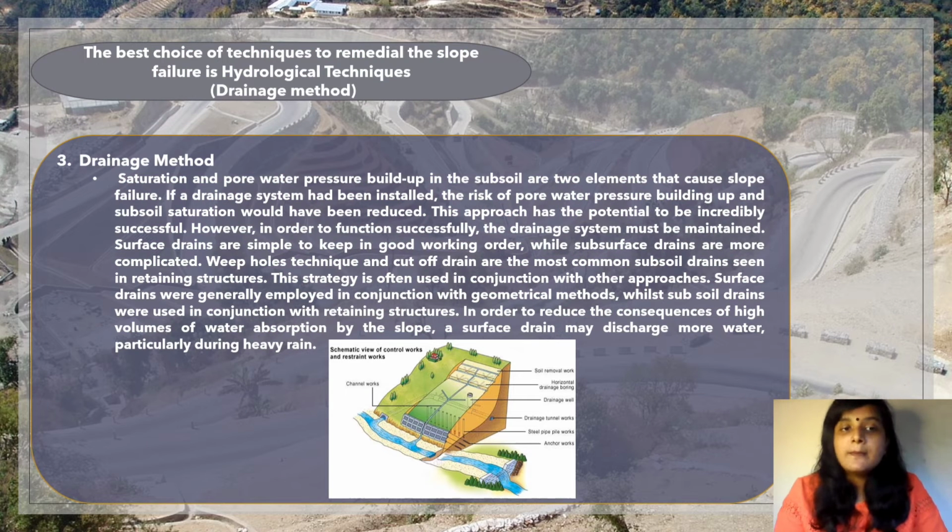Next is drainage method. The best choice of technique to remedy slope failure is hydrological techniques, which is the drainage method. Saturation and poor water pressure building up in the subsoil are two elements that cause slope failure. If a drainage system had been installed, the risk of poor water pressure building up and subsoil saturation would have been reduced. This approach has the potential to be incredibly successful. However, in order to function successfully, the drainage system must be maintained. Surface drains are simple to keep in good working order, while subsurface drains are most complicated. Weep hole techniques and cut-off drains are the most common subsoil drains seen in retaining structures.